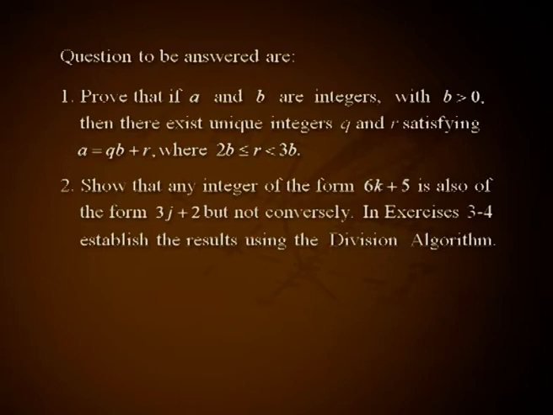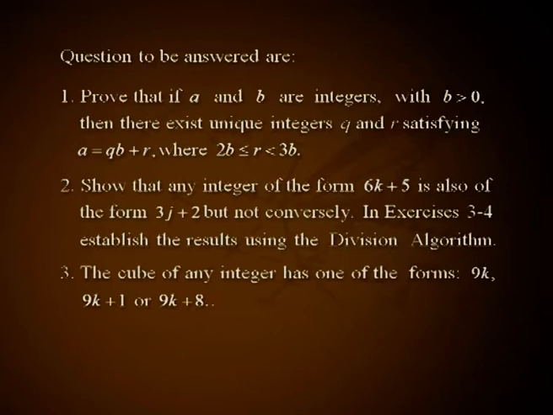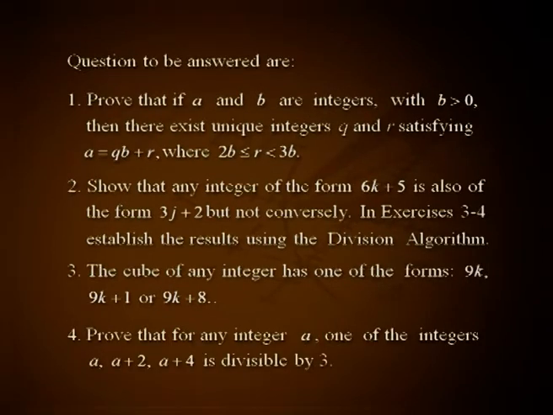In exercises 3 to 4, establish the results using the division algorithm. 3. The cube of any integer has one of the forms 9k, 9k + 1 or 9k + 8. 4. Prove that for any integer a, one of the integers a, a + 2, a + 4 is divisible by 3.